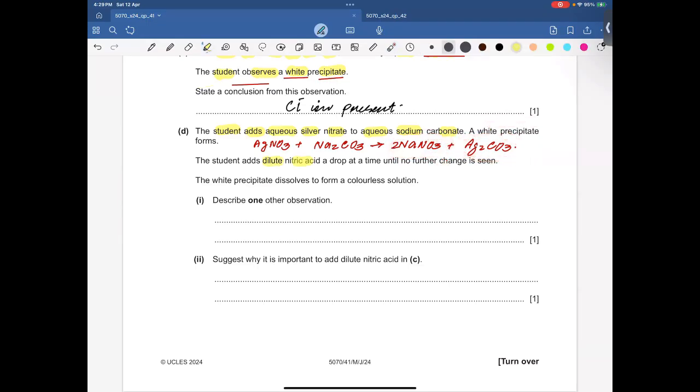Then add dilute nitric acid drop by drop until no further change is seen. White precipitates dissolve. I mean to say this silver carbonate is dissolved because silver carbonate is reacting with nitric acid, converting into silver nitrate plus water, and effervescence of carbon dioxide gas is given off. So white precipitates dissolve means silver carbonate dissolves and a colorless solution appears.